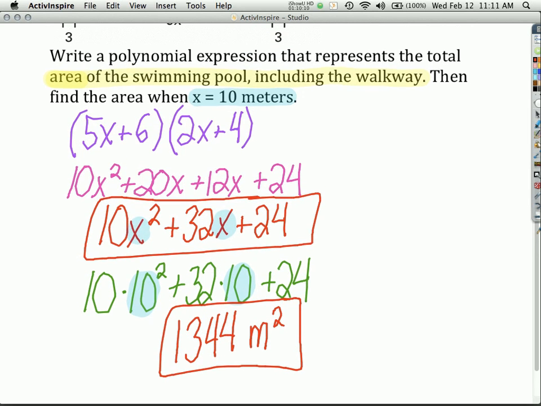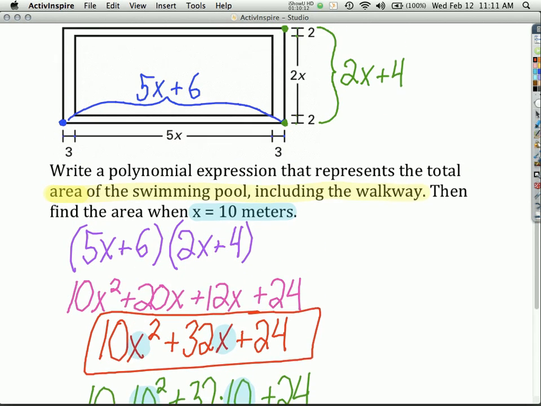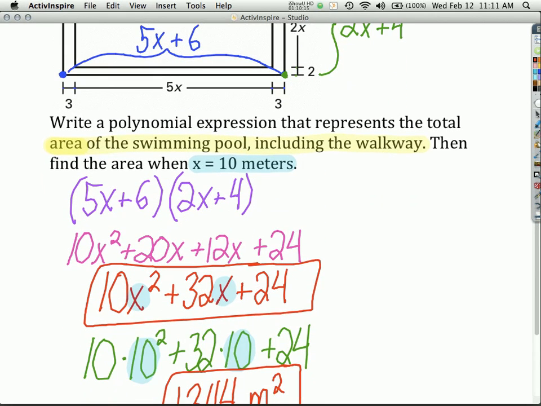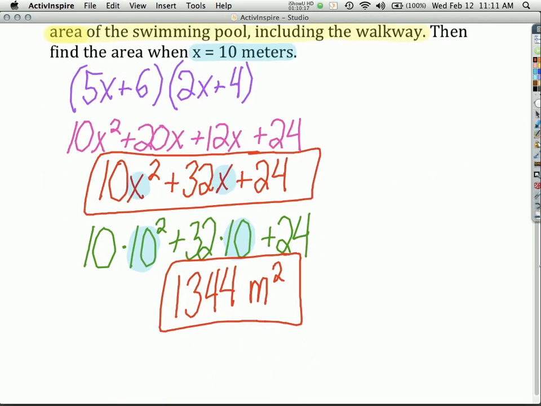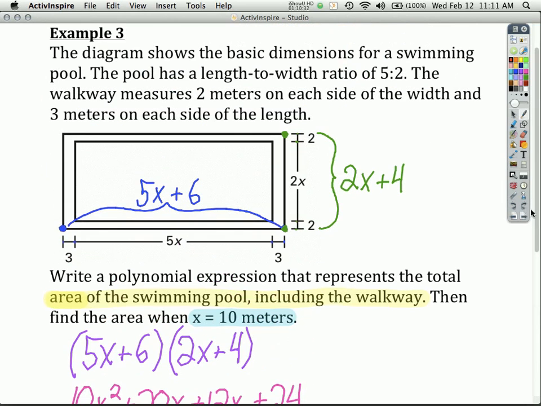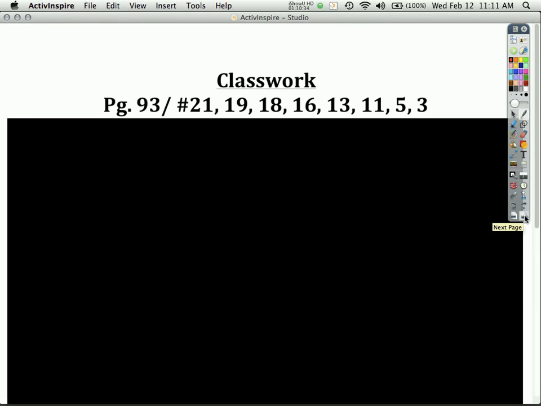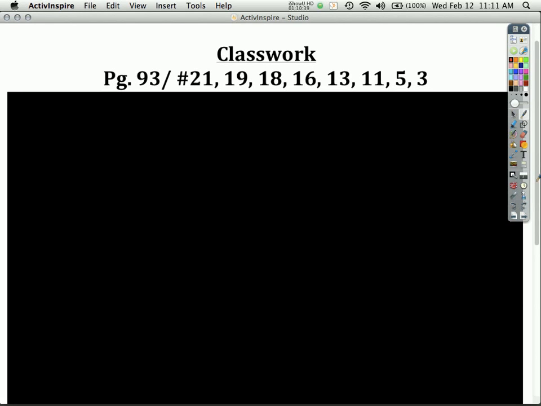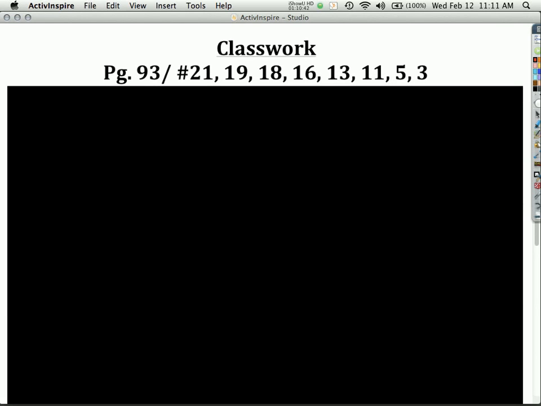So, are there any comments or questions? Comments, questions on how we got from this diagram to this multiplication problem, then to this number? Any questions? Excellent. Okay, so you figured it out? Excellent. Good work. Any other comments, questions? Okay, we're doing extremely well. Draw a line across your paper. Your classwork is going to be on page 93. Going to do 21, 19, 18, 16, 13, 11, 5, and 3.